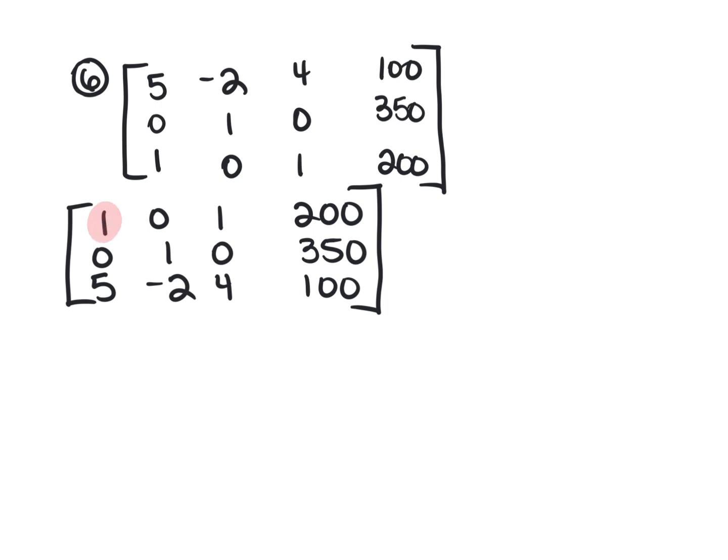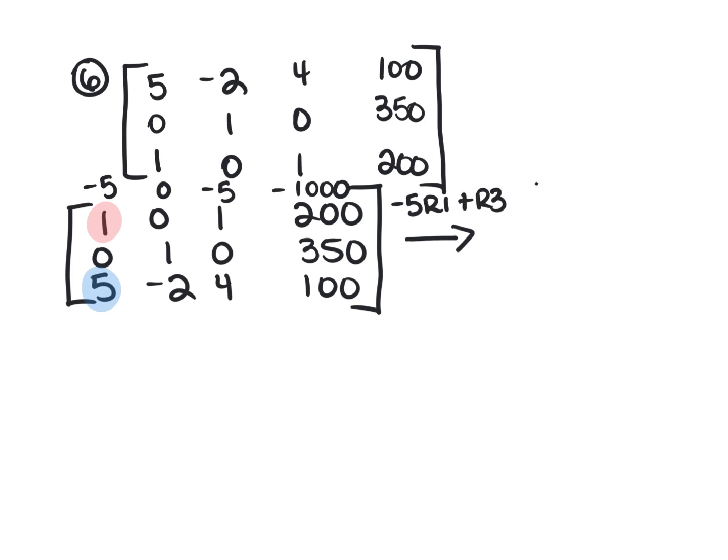I already have the 0 beneath it, so I turn my sights to this. I need to create a 0 where the 5 is. To do that, I'm going to do negative 5 times row 1. So I'm going to do that up above it. So I have negative 5. 0 times negative 5 is 0. Negative 5 times 1 is also negative 5. And 200 times negative 5 is negative 1,000. And then we're going to add that to row 3.